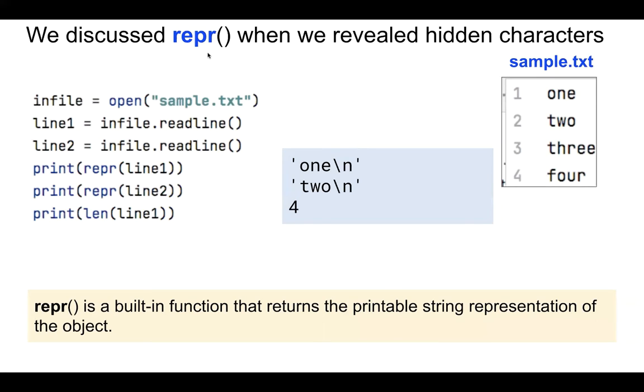We've discussed __repr__ when we had to reveal hidden characters. For example, if we're opening a file and we choose readline, we say print repr, for representation, here. It's actually going to show each individual character. It'll return the printable string representation of the object, and it shows the hidden characters. The \n is a new line character. And so if I say the length of line 1 is 1, 2, 3, 4, the new line character counts as one individual character.